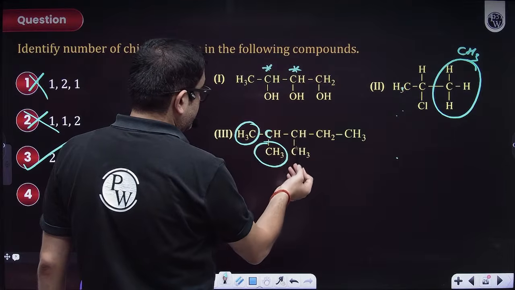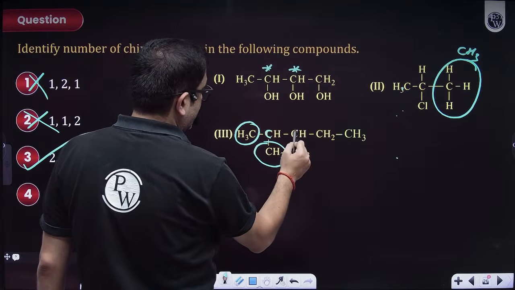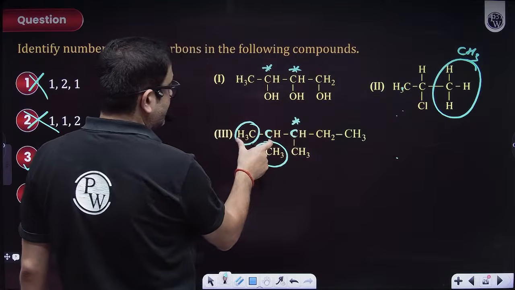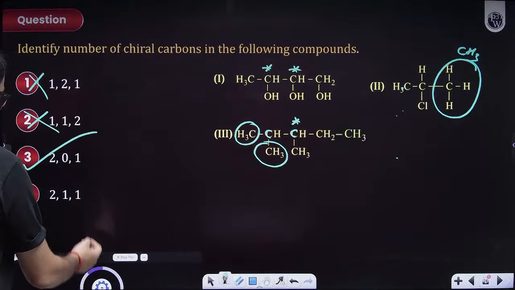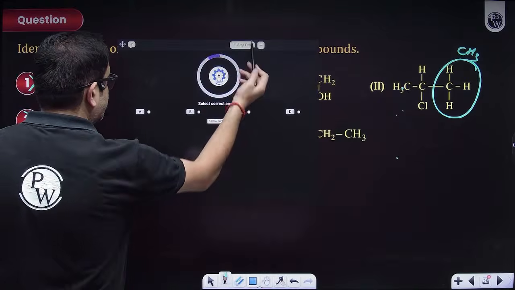What about this, sir? H, CH3, ethyl. This is a chiral carbon. Why? H, CH3, that is ethyl, and this is cyclopropyl. This is isopropyl. Only one chiral. So obviously the answer is 3.